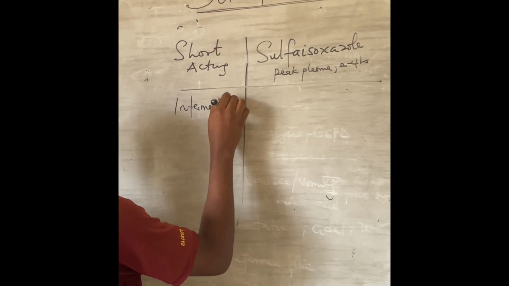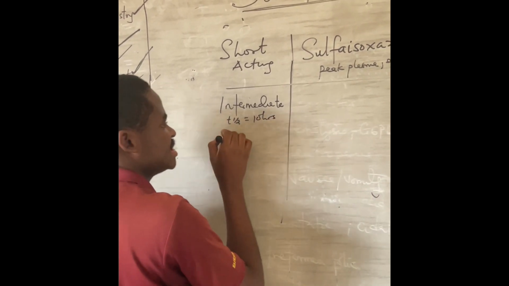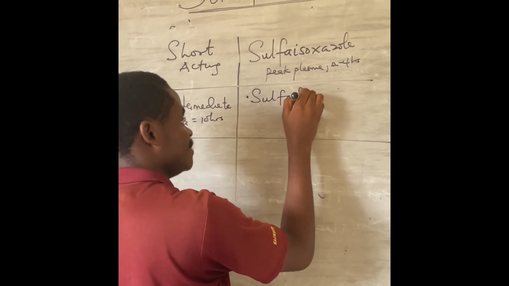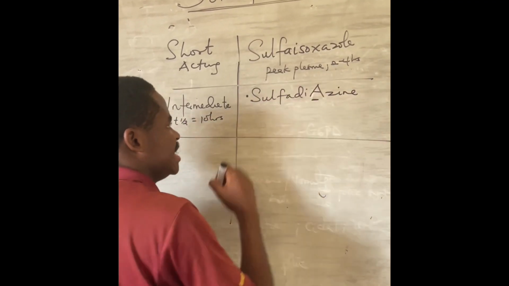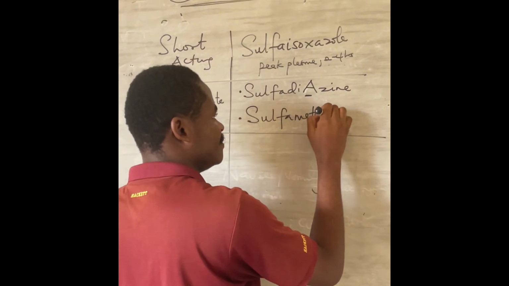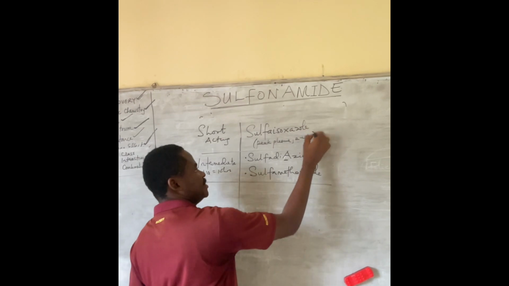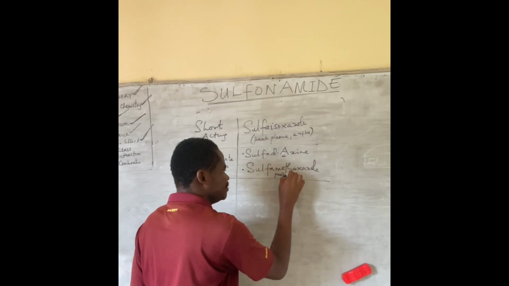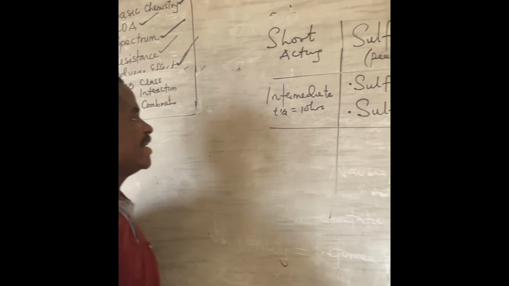Now, I also have an intermediate drug. For intermediate, we have about 2 of them, but their half-life for both of them is about 10 hours. What are examples of drugs here? We have the likes of sulfadiazine. I put this in capital letters so you know what to say. Sulfadiazine, and I also have sulfamethoxazole. So watch again. Peak plasma level of sulfamethoxazole should be within about 3 to 6 hours. Alright.